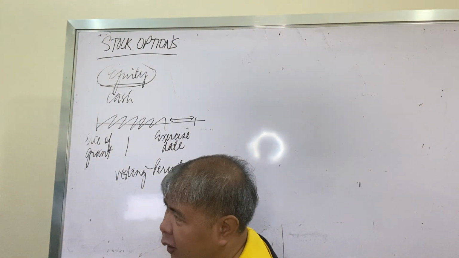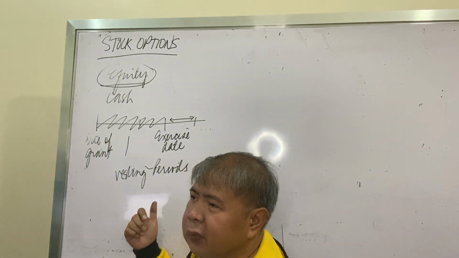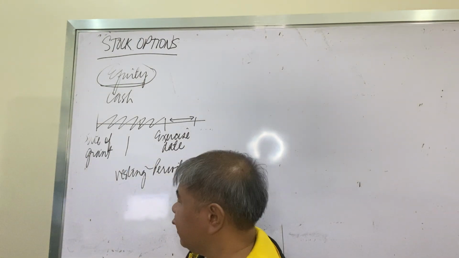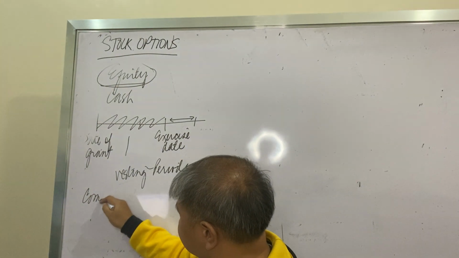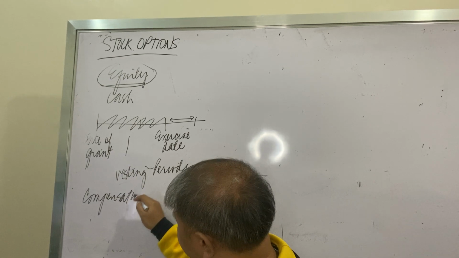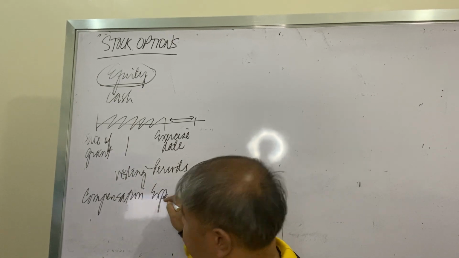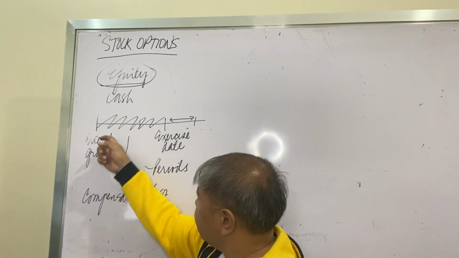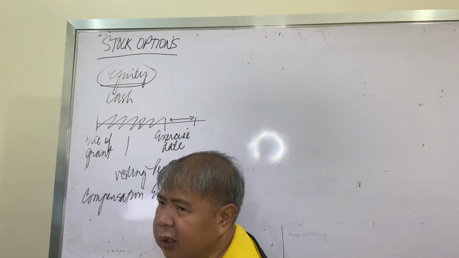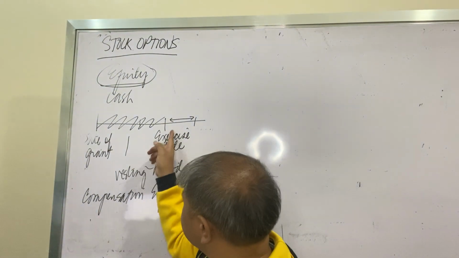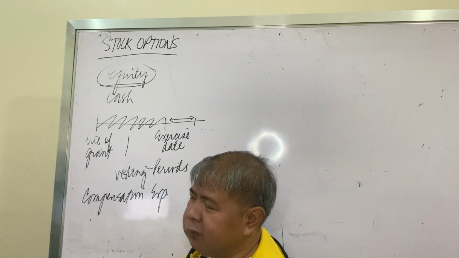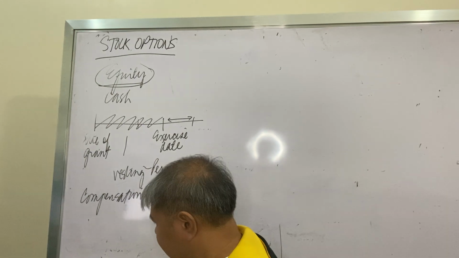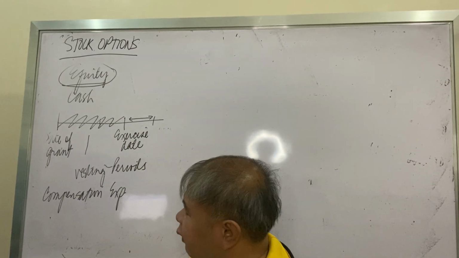Now, on the part of the company, during the vesting period, the value of the stock options will have to be recognized as compensation expense, because in effect, these are additional compensation given to your key employees. So kinakailangan, you recognize na yung compensation expense during the time that it's still in the vesting period. Para pagdating sa exercise period, you just have to reverse what has been recognized earlier as part of the shareholders' equity, the stock options. Okay? So let's have an example.